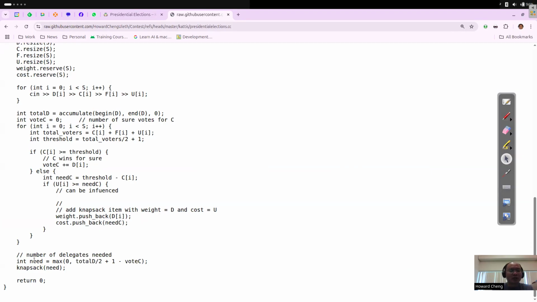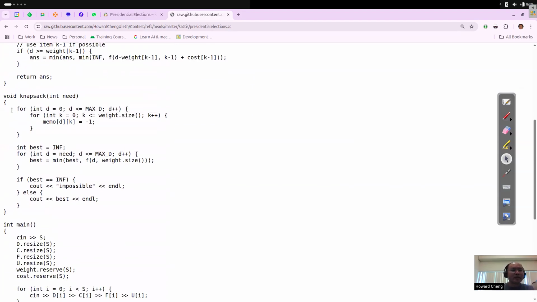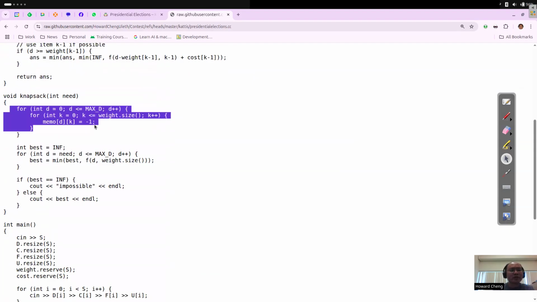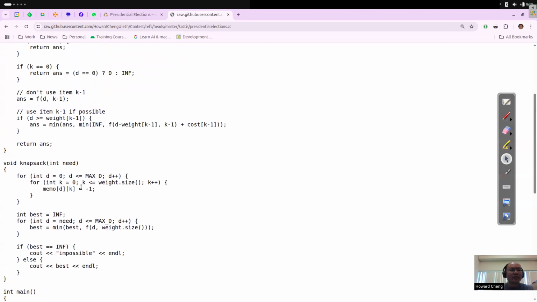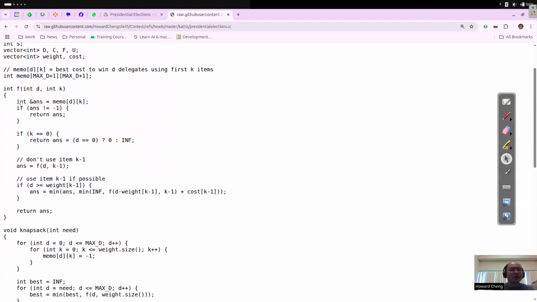Now, it's possible that you already have enough, and you actually don't need to do anything. So I make sure that if this is somehow negative because you already have too much, then I just say I need 0. Knapsack here, it has set this memoization table to -1 to say it's not computed. And then I just try all possible number of total delegates to get, from what I need all the way to maximum. And for each one, I call f of d with the number of items and just keep track of the minimum. And then this is my standard knapsack recursion.